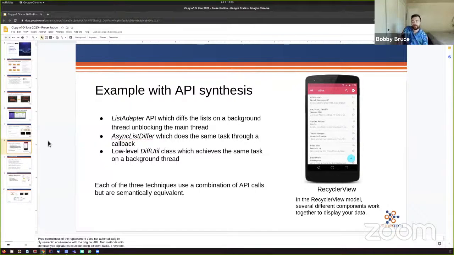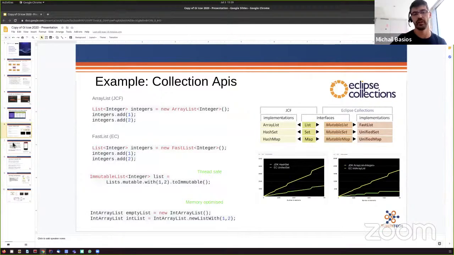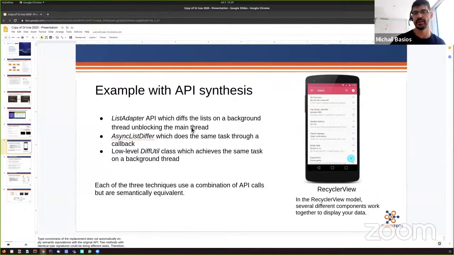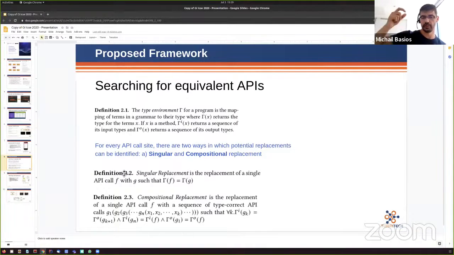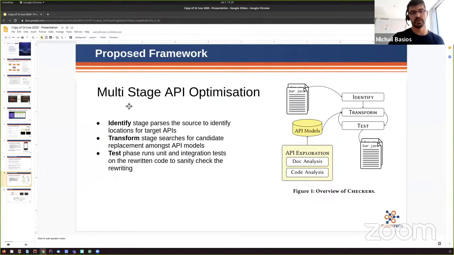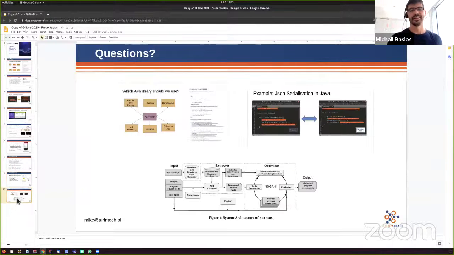Yes. Okay. So in this paper we are focusing on API replacement, and also on API synthesis, where the idea is that if you have well-defined types and well-defined APIs, you have the ability not only to replace APIs, but also to synthesize code that has the same behavior as an API call. Our proposed framework is called multi-stage API optimization, where we take the API analysis as an input to our optimization platform for better optimization. Okay, I'll speed it up.